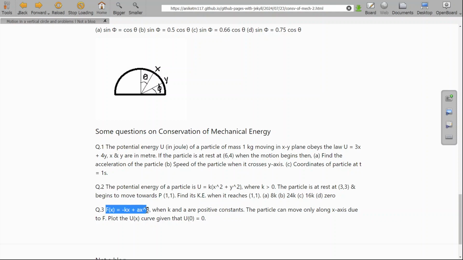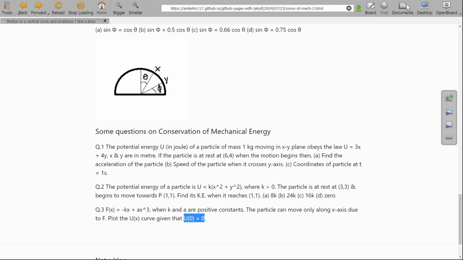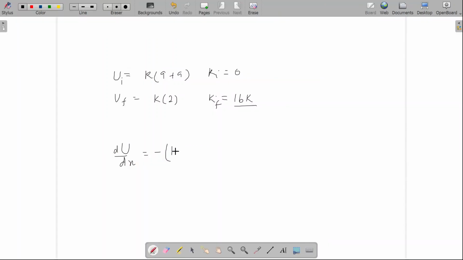So this is a force of this kind only. It's a conservative force. So we have to plot the U-x curve given that U is 0. So this is a bit of a mathematical question. We know that dU by dx is equal to minus Fx. So that force is given to us as minus kx plus ax cube.